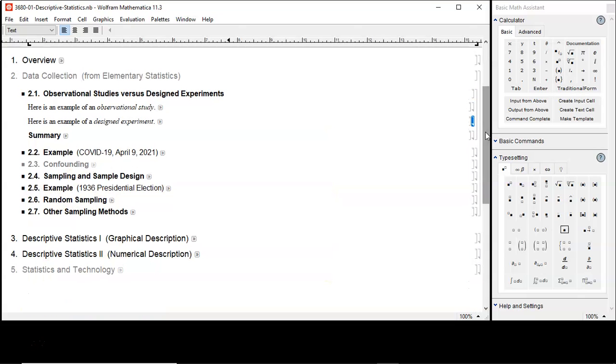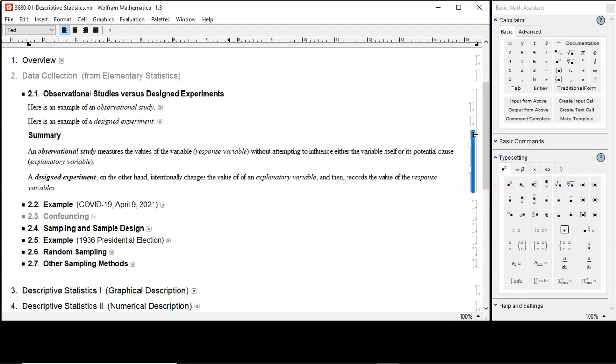In terms of statistical languages, we use these kind of terms. In an observational study, researchers measure the values of the variable that comes as a result, which they call response variable, without attempting to influence the variable or the possible cause, which they call explanatory variable. In this case, the cause, explanatory variable, is the cell phone radiation, and the result, response variable, is the brain tumor.